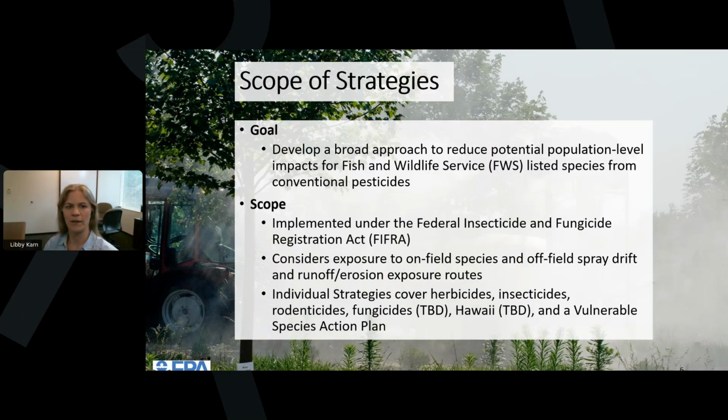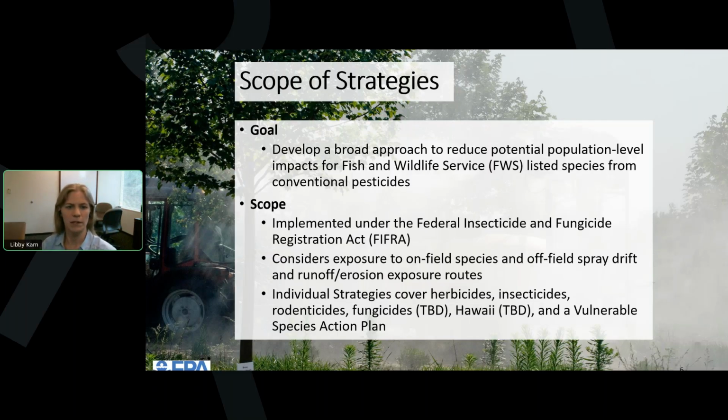Given the formidable task of meeting EPA's obligations as part of the registration processes conducted under FIFRA, the agency committed to developing strategies for identifying early mitigation measures to reduce population-level impacts of pesticides to listed species. This means reducing pesticide exposure to species listed as threatened or endangered, critical habitats associated with these species, and any species that a listed species depends upon for survival, such as for food, shelter, or for pollination.